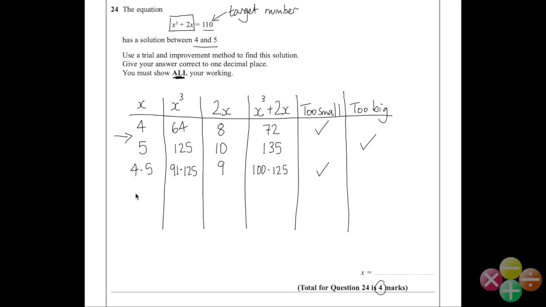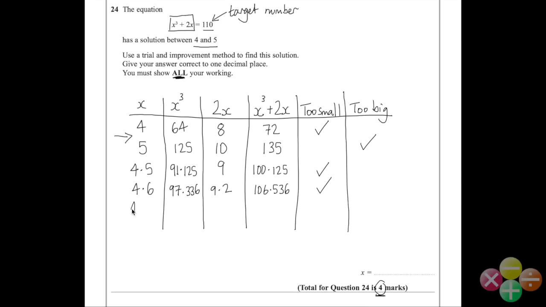So let's go a little bit bigger, 4.6. Now 4.6 cubed is 97.336. If I do 2 times 4.6, I get 9.2. And then I add those two columns together and I get 106.536. So we're still too small. Remember, all this is our working out. It's all counting towards our 4 marks.